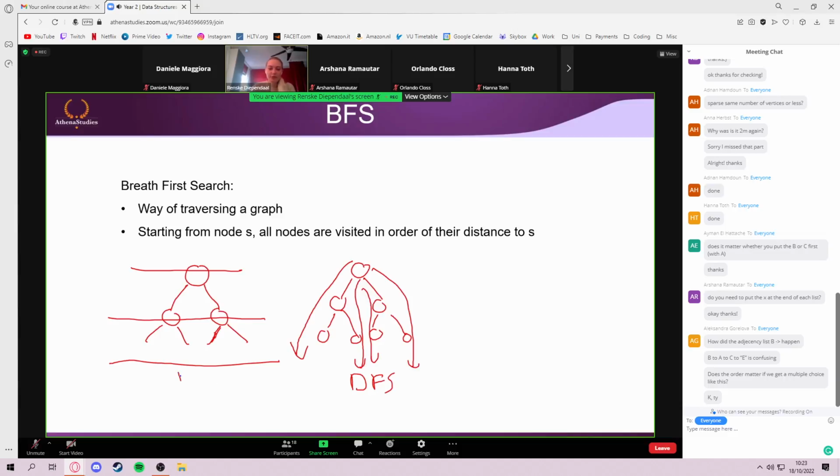So within these graphs, you also just have a breadth first search. It's just a way of going through the graph, and you start from some node S, the starting node, and then you visit all of the nodes in order of their distance to S. So if you start with S over here, and you say, okay, this one has distance 1, this is distance 1, so these are the ones we look at first, and then we look at the ones at distance 2, etc.